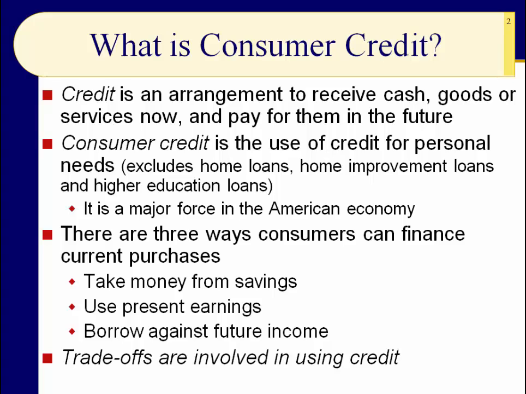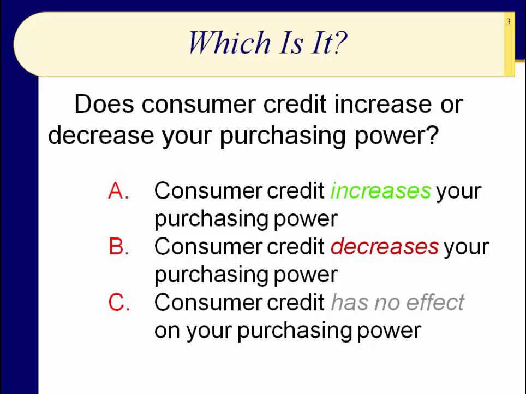There are three ways consumers can finance current purchases. You either take money from savings, use present earnings, or borrow against future income. And we saw that in the cash flow statements, right? And there are trade-offs involved in using credit. So we start our decisions about opportunity cost or trade-offs with slide number 3.